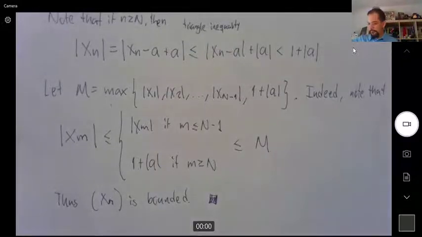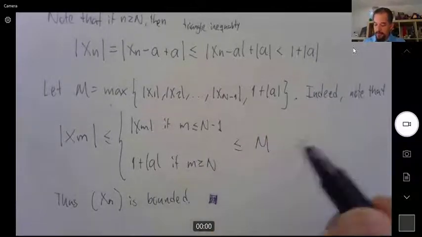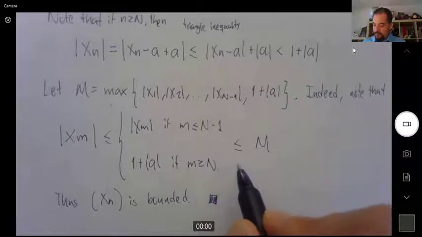For the inequality for 1 plus absolute value of A, could you also do n is greater than n plus 1 or n minus 1? Excuse me. You mean this one here for m? Yes. Could you say m is greater than n minus 1?